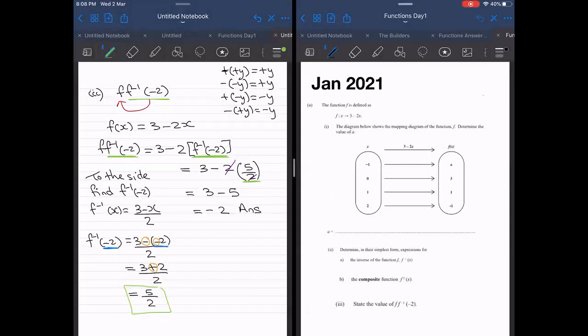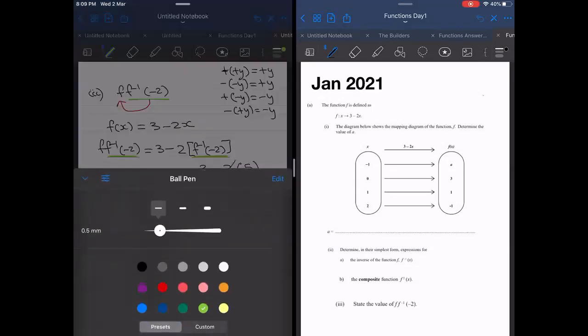All right, so the first thing is that we have f of f inverse of -2. Now remember I was saying that the first thing you want to know when you see this question is what does it mean? It means that the function that is on the right, we need to put it into the left.